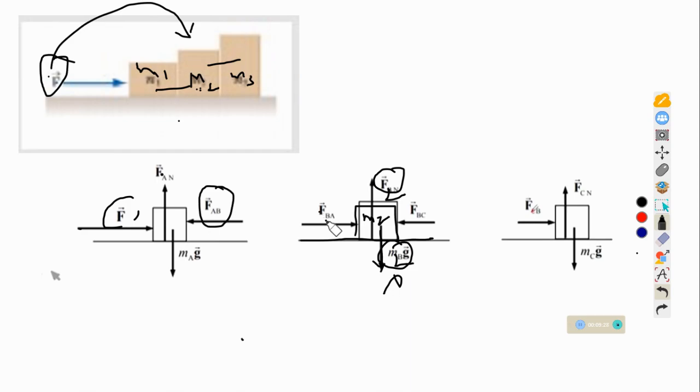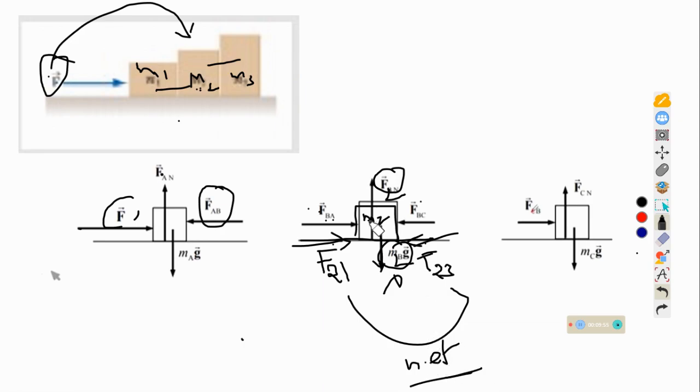So force on B because of A, or force on second block because of first block. In this direction, force on second block because of third block. So this contact force is acting from left side, this contact force is acting from right side. These two forces difference acts like net force, and that net force will create an acceleration A in this block, and because of that the block will move. So this is the free body diagram of second one.